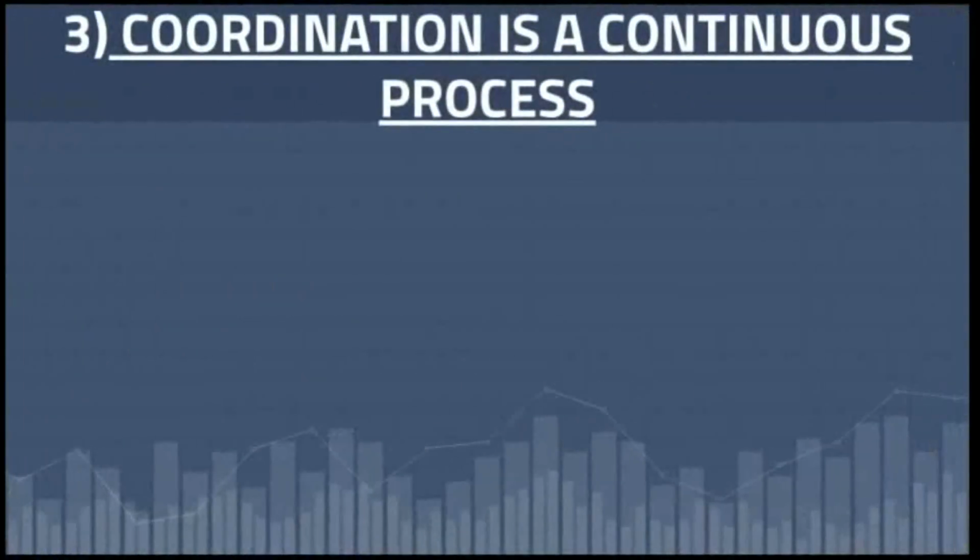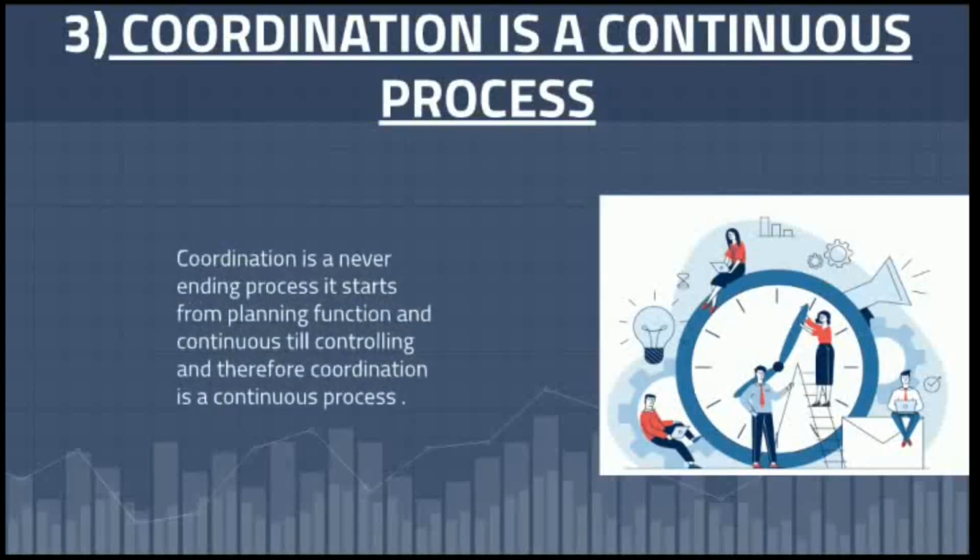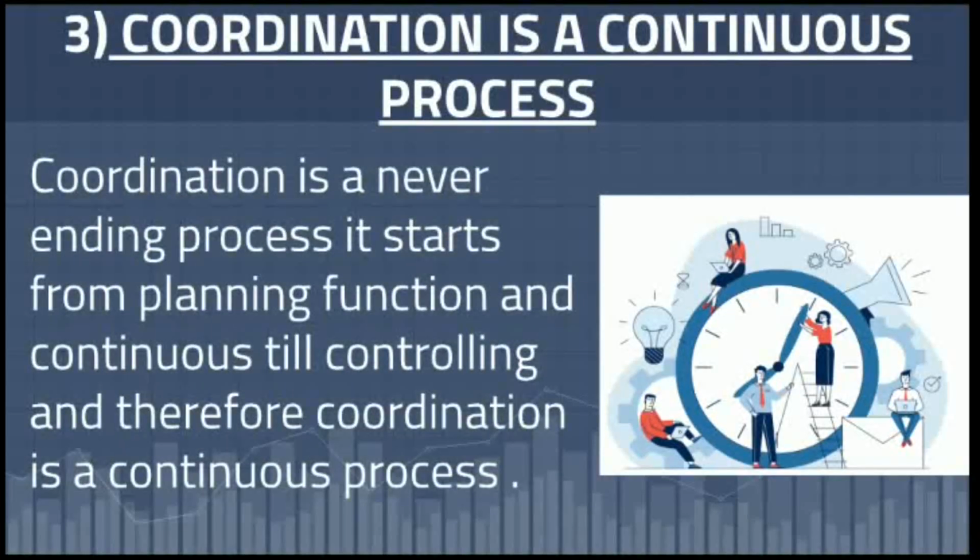The next feature of coordination is that it is a continuous process. So coordination is not a one-time function. It is a continuous process. It begins from the planning stage and continues till the controlling stage. So therefore it is a never-ending process. It is just like a cycle. It goes on and on. It's just like a clock. It moves on, and it is a never-ending process, and that is why it is called a continuous process. It starts right from the planning stage and continues till the controlling stage, and after that again it starts from the planning stage, and again the cycle goes on, and that is why it is called a continuous or never-ending process.